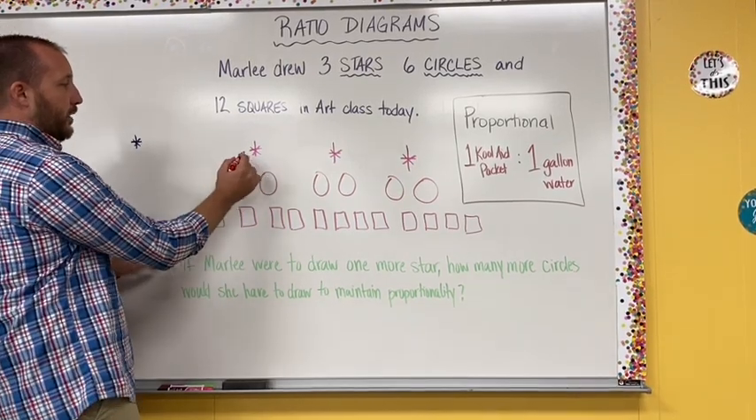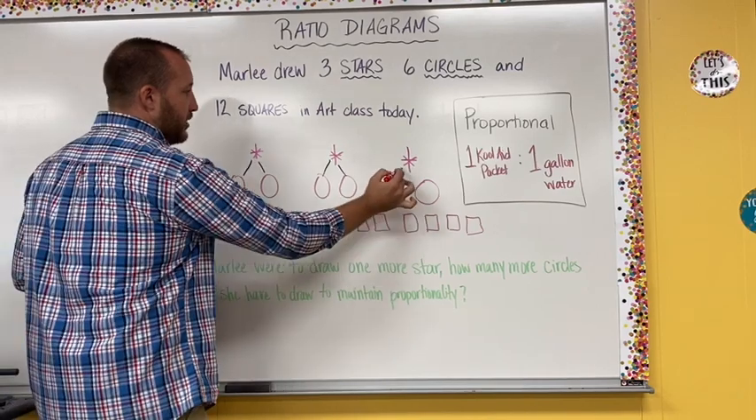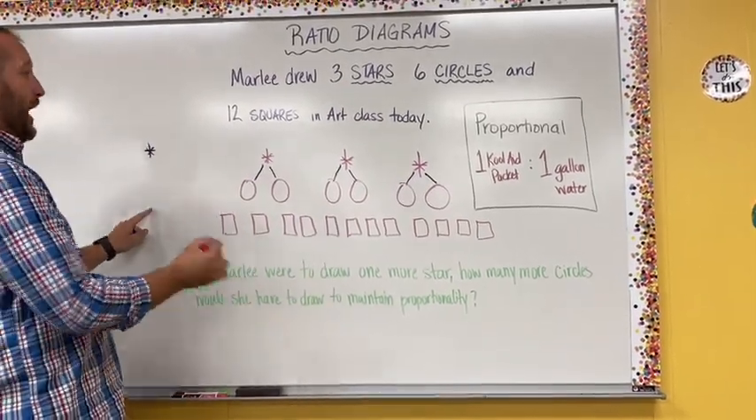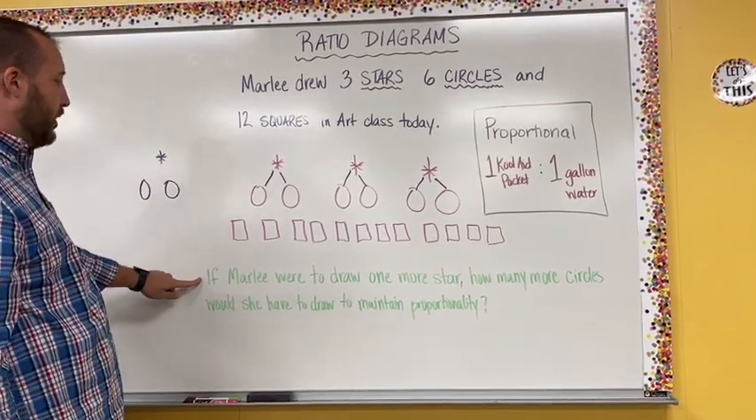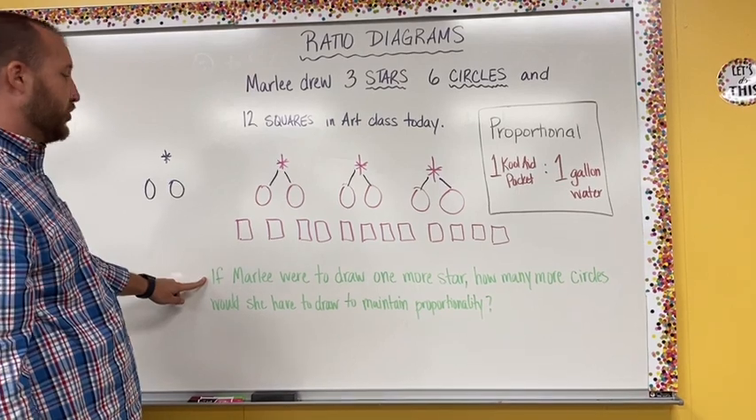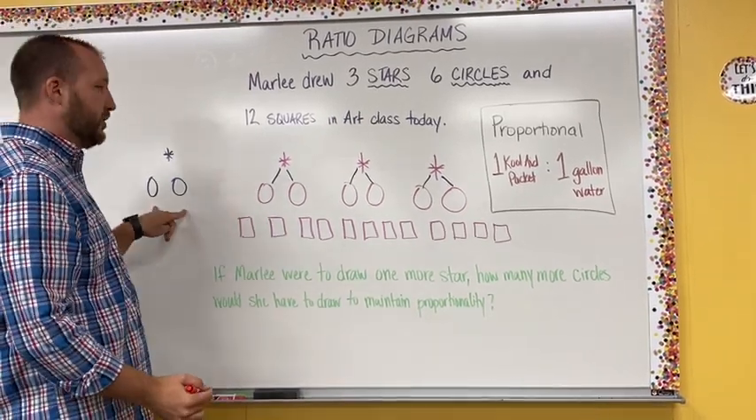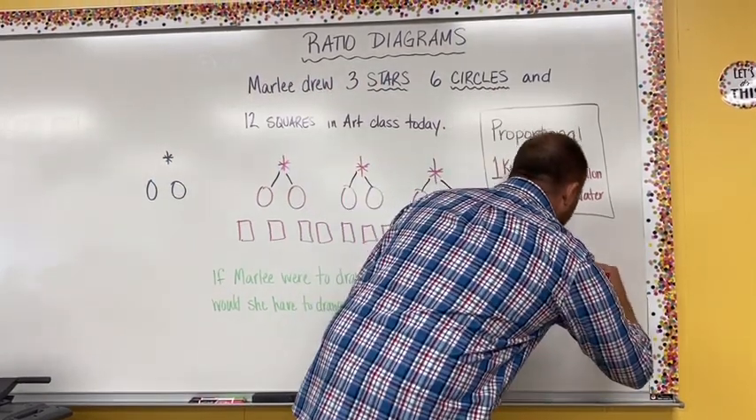So let's look over here. This star has 2 circles. This star has 2 circles. This star has 2 circles. So if I draw another star, I would have to have 2 more circles. So the answer to the question, if Marley were to draw 1 more star, how many circles would she have to draw to maintain proportionality? The answer is 2. But what if I were to change circles to squares?